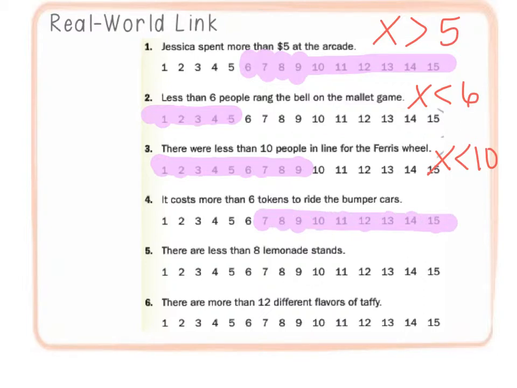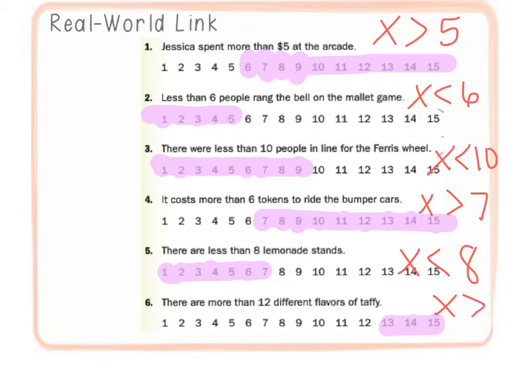Number 5: there are less than 8 lemonade stands. So less than 8 would be 7, 6, 5, 4, 3, 2, 1. All of those. And then more than 12 different flavors. So more than 12: 13, 14, 15. All of those. Okay, and then I would write this as x is greater than 7. Then x is less than 8. And x is greater than 12.